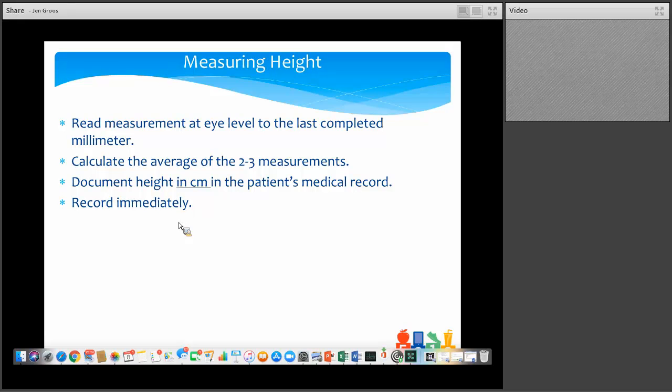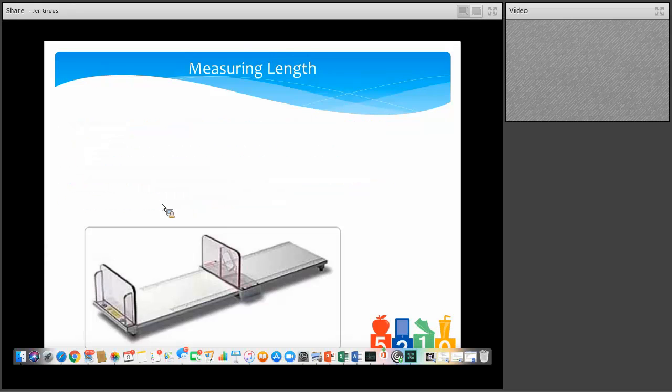So there's a lot of steps that go into taking an accurate height measurement for children, but it's worth the effort, and it's not without challenge. We've all tried to measure a wiggling kid or a crying child, and sometimes we just have to do the best that we can, and take that into account as well.